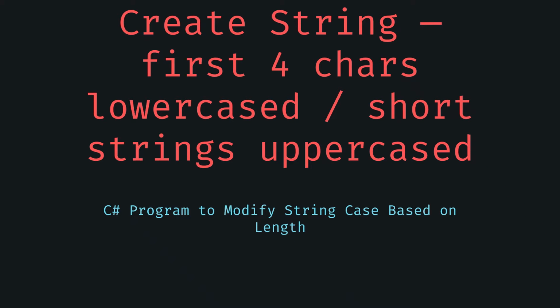Welcome. In this short exercise, we'll write a tiny practical C# program that transforms a string's case depending on its length. If the string has fewer than 4 characters, we convert the whole string into uppercase. Otherwise, we lowercase only the first 4 characters and leave the rest as is. This is a great little task to practice substring, case transforms, and safe handling of console input. Let's jump into the problem and code.